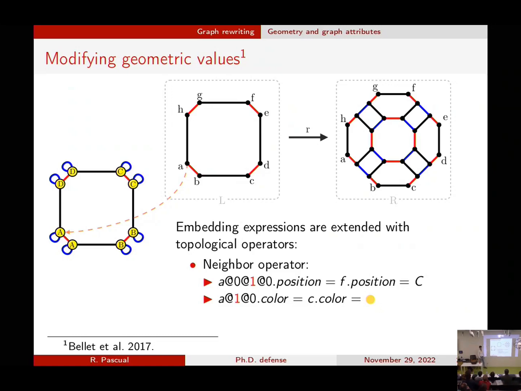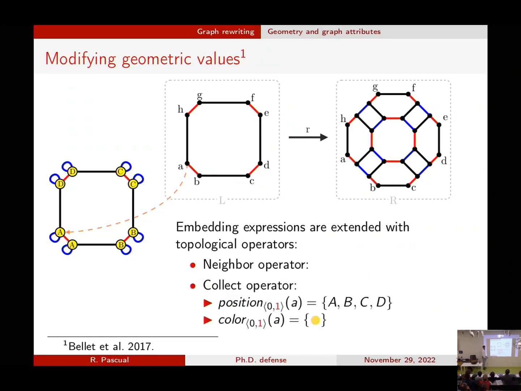And the second kind of topological operators are collect operators. They allow me to retrieve all values in a given orbit. For instance, I can retrieve all the positions in the orbit 0, 1, so all the positions in a face. And there, if I quotient my graph by vertices, I will obtain one position for each vertex, so A, B, C, and D. And similarly, if I quotient my face by a face, I obtain only one value, so only one color, so yellow.